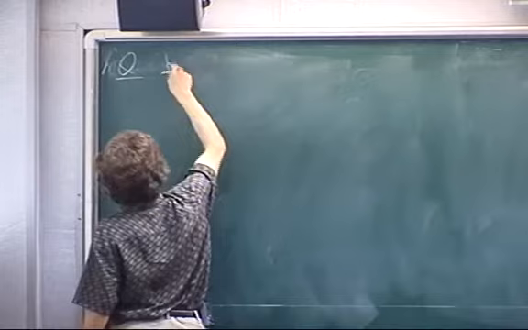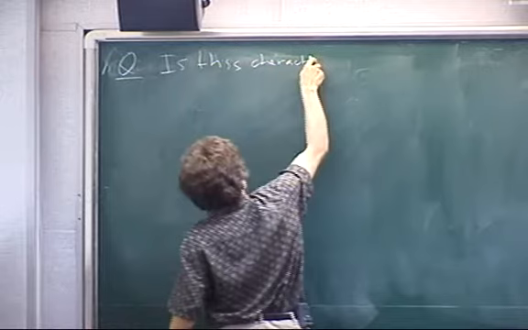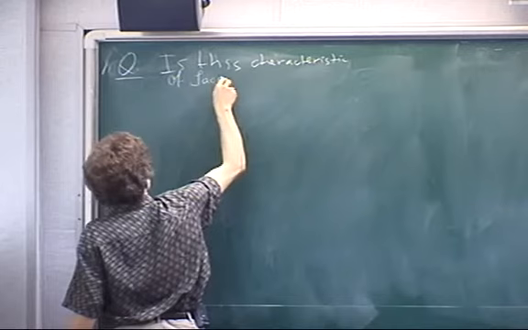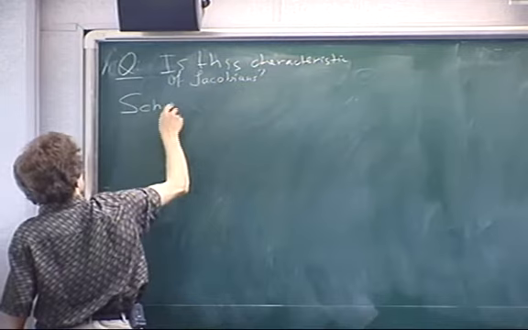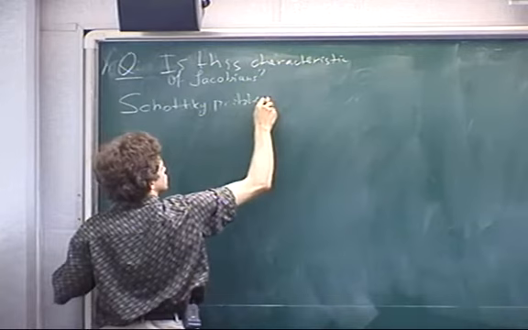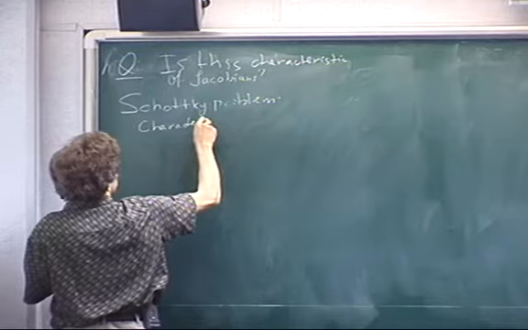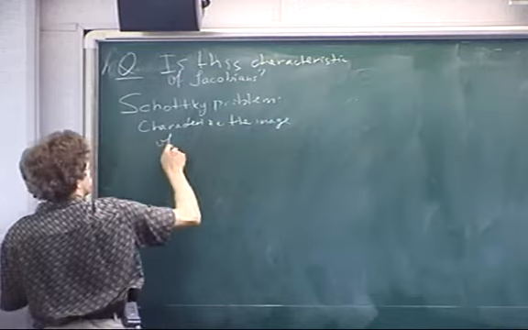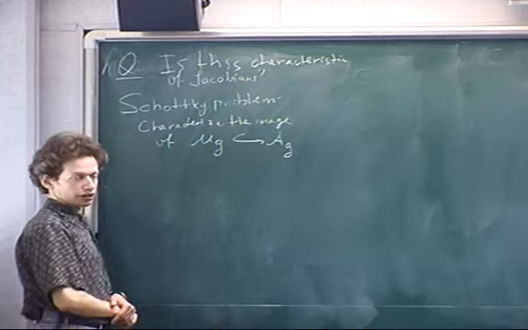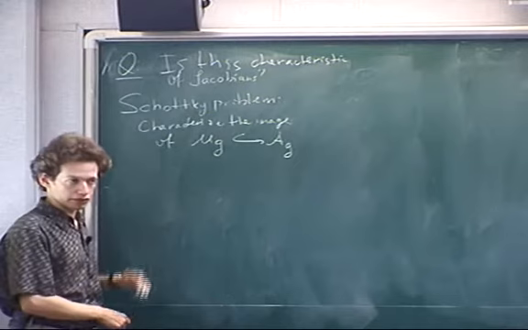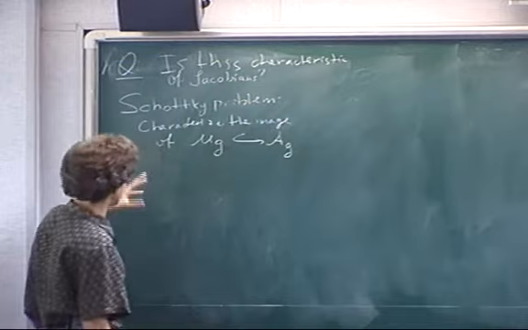So the question you can then ask is the following. Is this characteristic of Jacobians? So what do I mean? Recall that there is the following problem called the Schottky problem, which is to characterize the image of the Torelli map. Okay? And this question asks whether this image is characterized by the property of the Kummer image having a trisecant line.